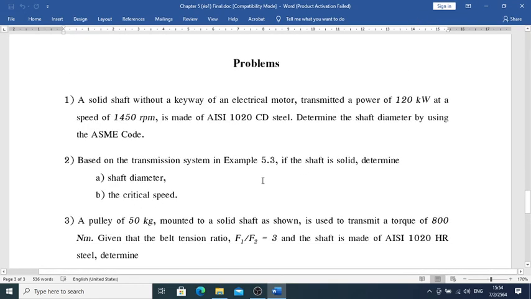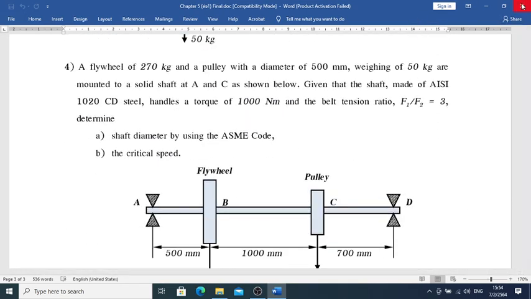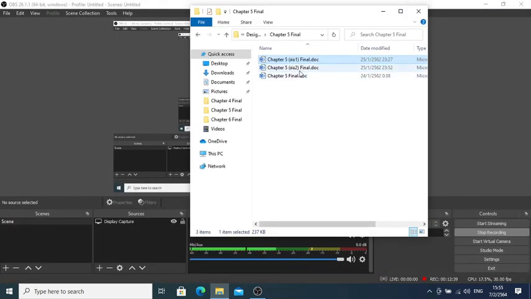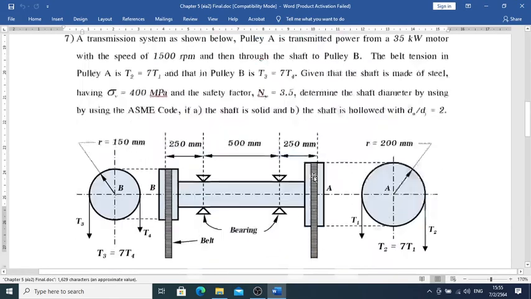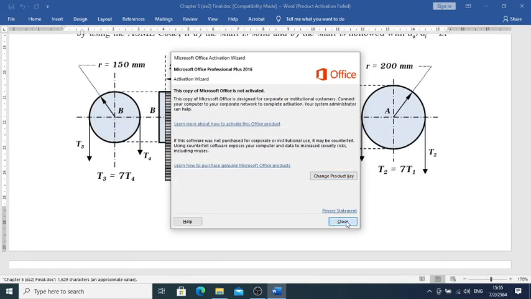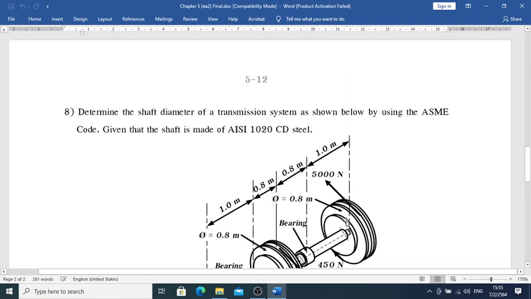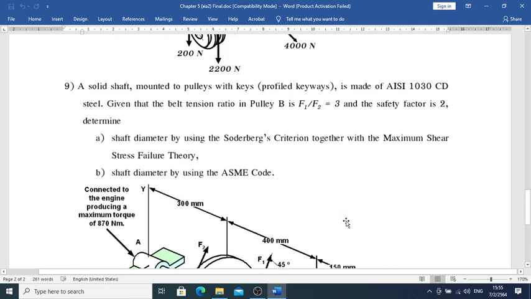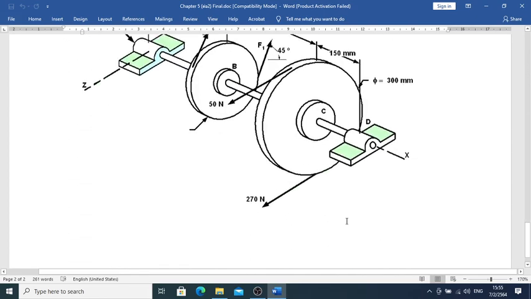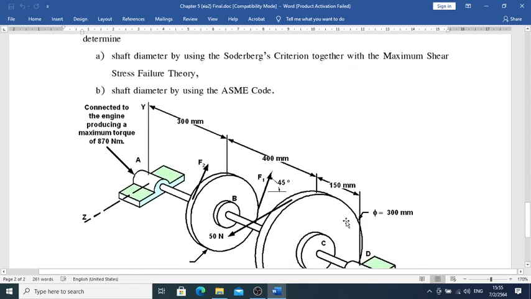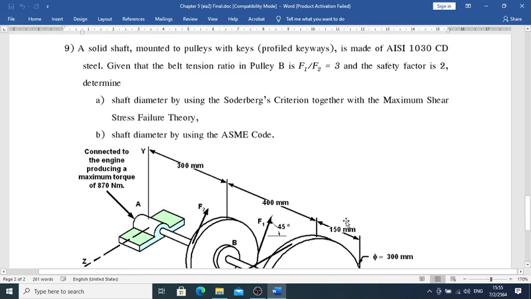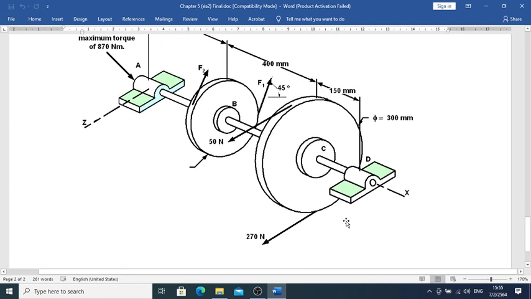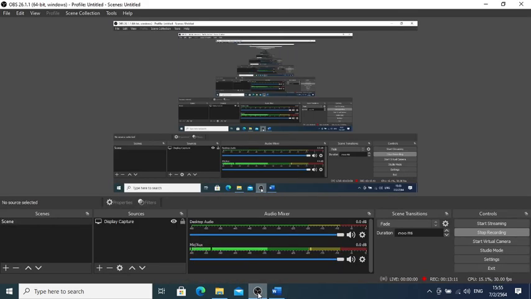Okay, we have problem set 1, 2, 3, and 4, things like that. And then we have other problems on 5, 6, 7, 8, and 9. I would like you to do problem set number 9. Please try it and submit it to me, as homework. All right, so this is it for chapter 5.